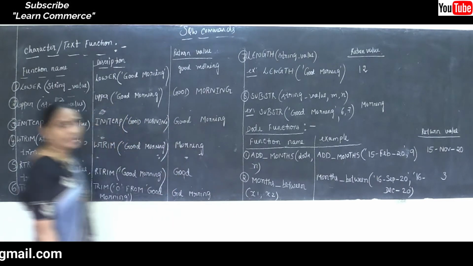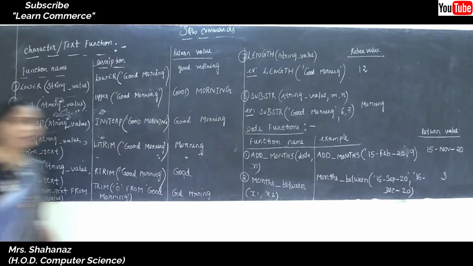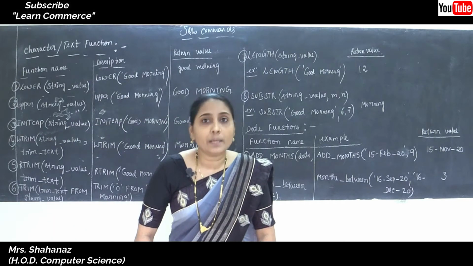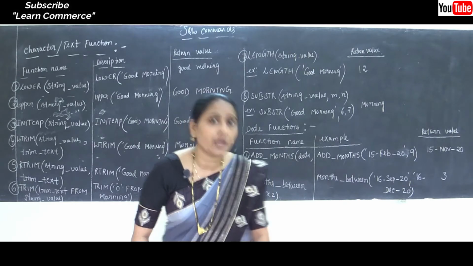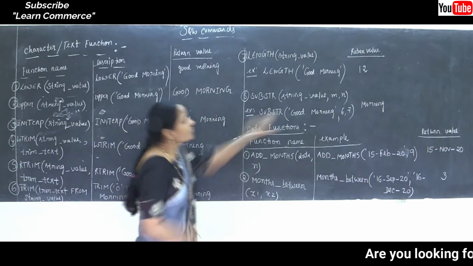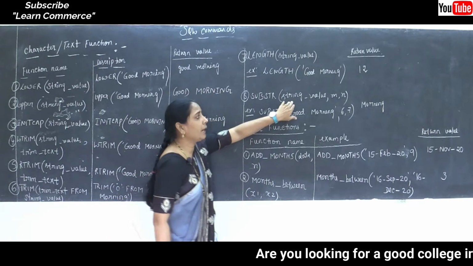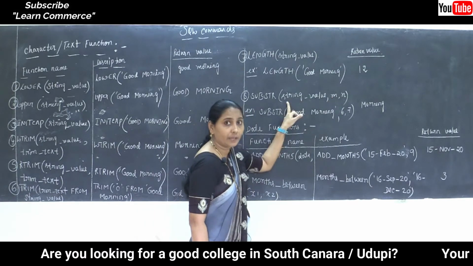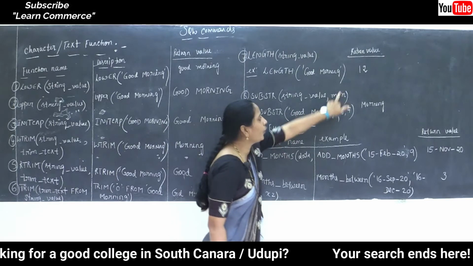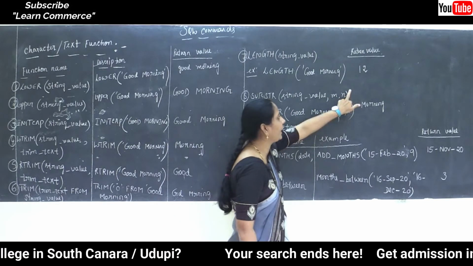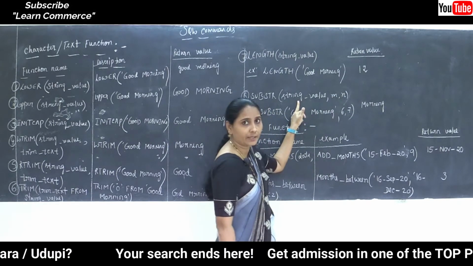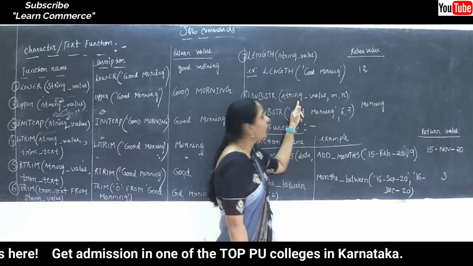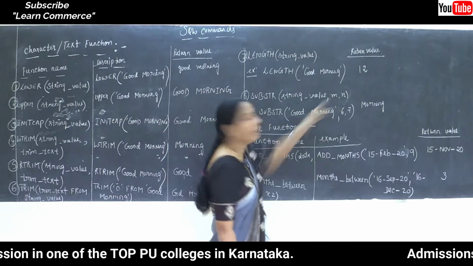So we can say that substring: what about the substring here? It returns n number of characters from our string_value, starting from the m position. Clear this point? Return n number of characters from string_value, starting from the m position.